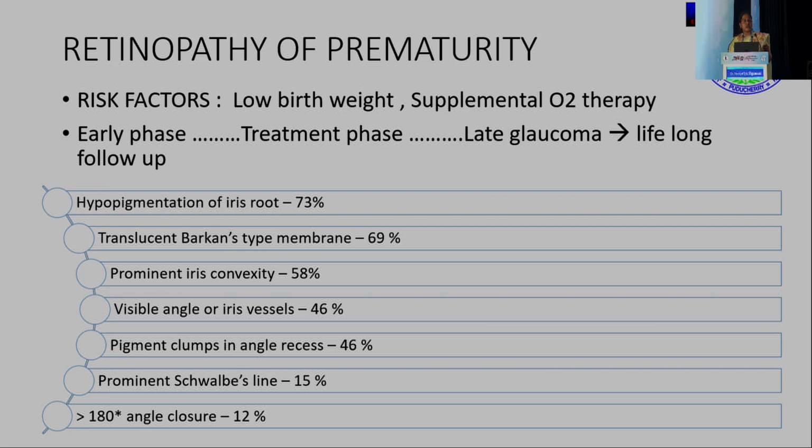In ROP, the glaucoma can occur in the early phase, during the treatment phase, or in the late phase. So lifelong follow-up is needed. Even in the absence of glaucoma, there are a few abnormalities seen in the anterior chamber in ROP. These are: hypopigmentation of the iris root and translucent Barkan's type membrane, prominent iris convexity, visible iris vessels, pigment clumps, prominent Schwalbe line, and more than 180-degree angle closure.